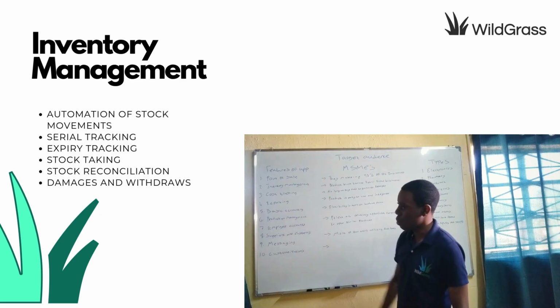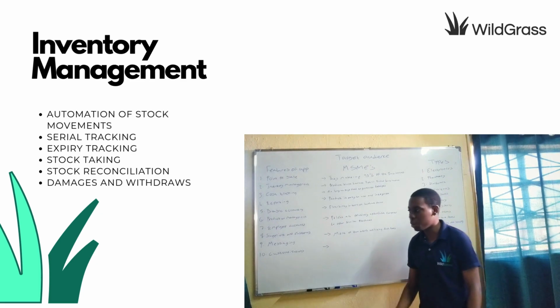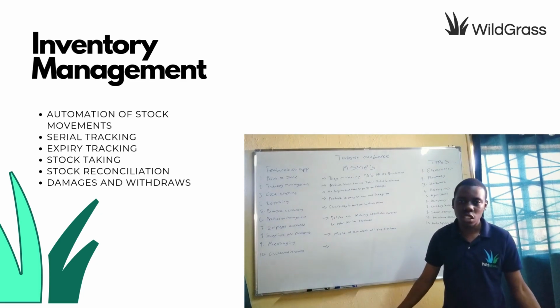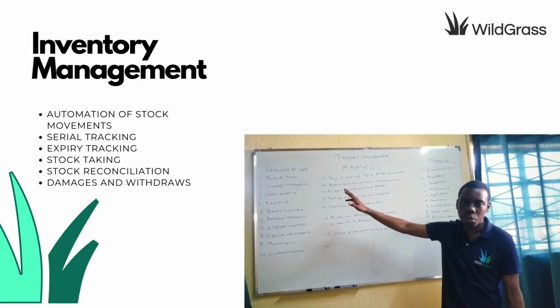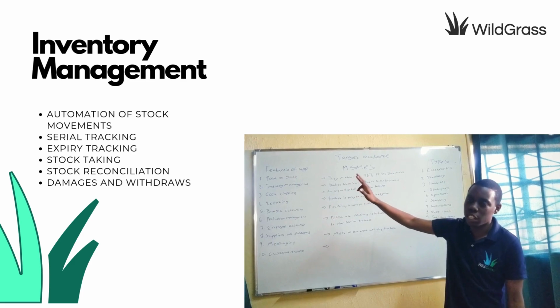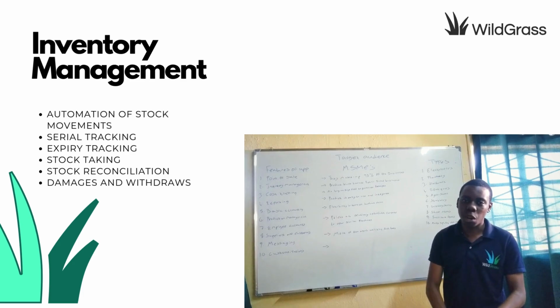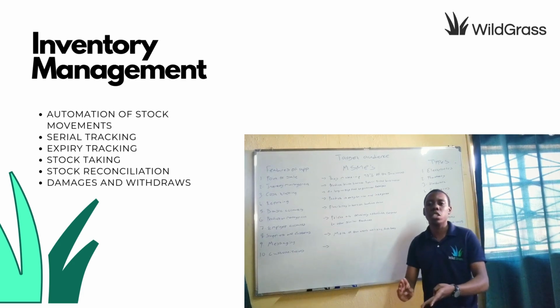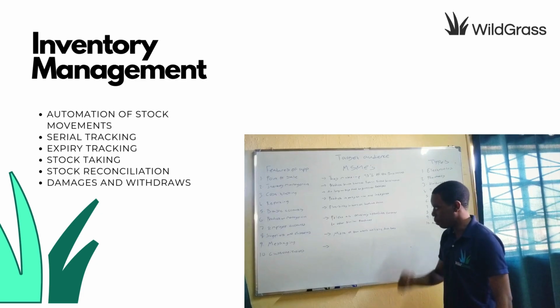Next, we've got inventory management. So inventory management and point of sale go hand in hand. Inventory management is simply the automation of the inventory management process as transactions are taking place. So you've got things like serial tracking, expiry tracking, stock taking, reconciliation, all of that baked into your inventory management.